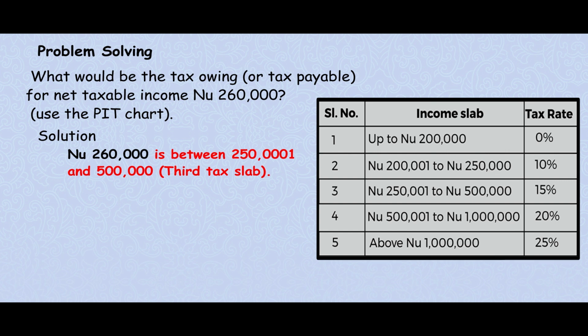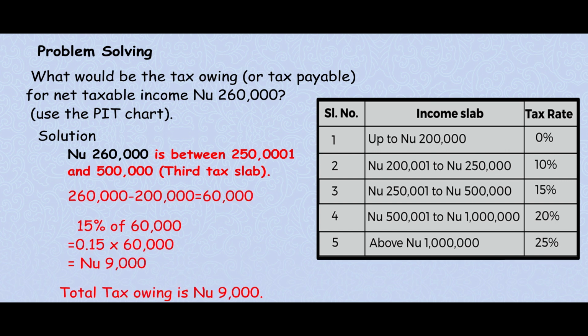You have to see where it lies in the PIT chart. In the PIT chart, this Nu 260,000 lies between 250,001 to 500,000. That is the third tax slab. Since you know that net taxable income up to 200,000 is exempted from tax, you can subtract that amount from your net taxable income. So 260,000 minus 200,000 is equal to 60,000.